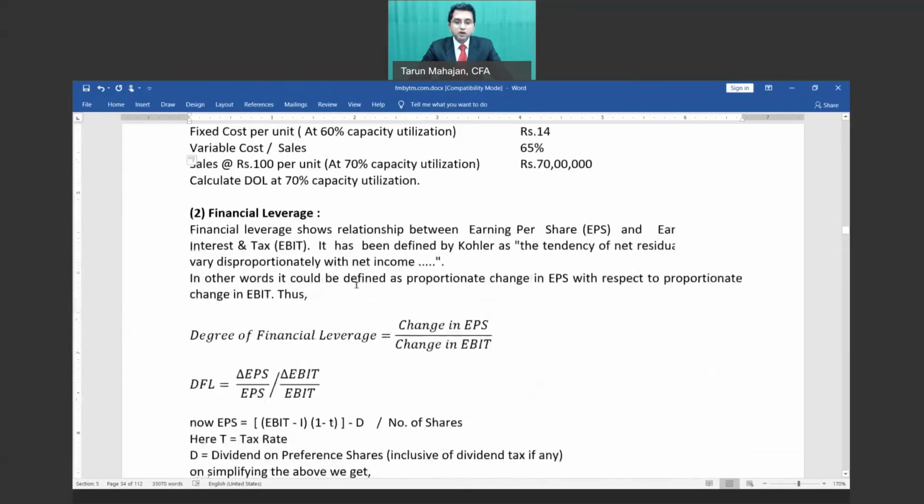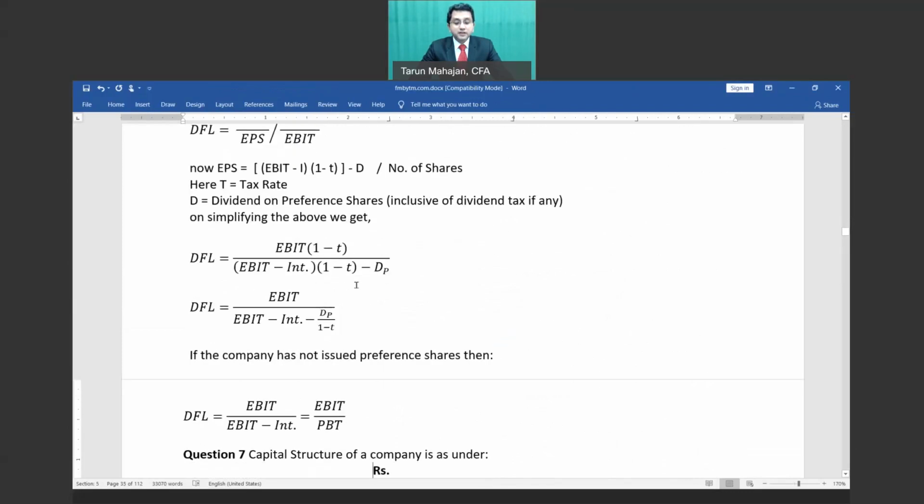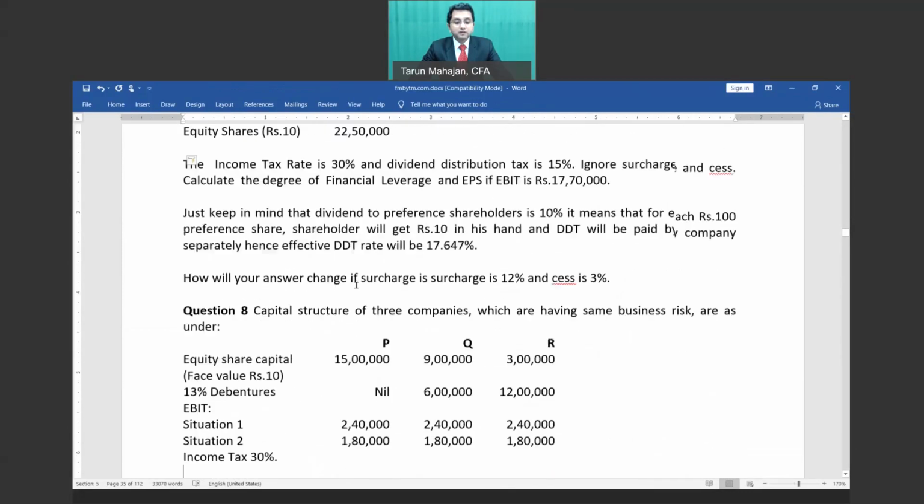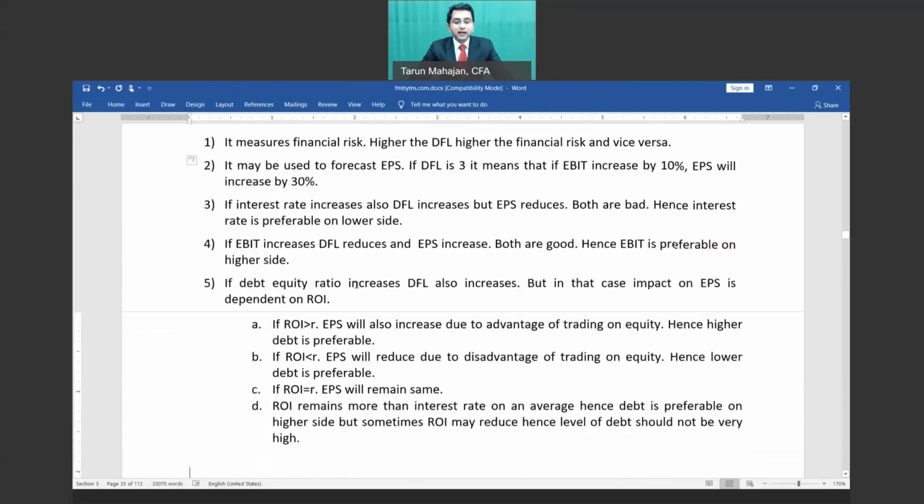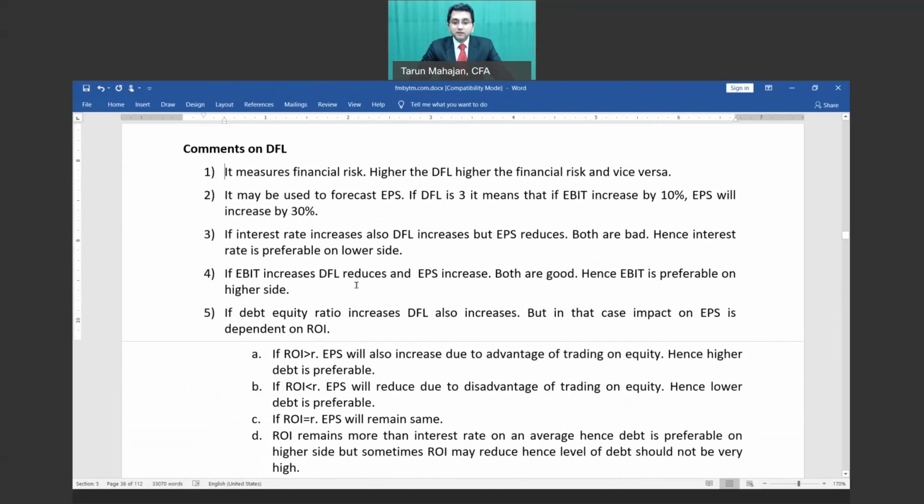Okay, then let's talk about the financial leverage. Now, financial leverage is not as simple. Interpretation of financial leverage is not as simple as that of the operating leverage. Financial leverage measures financial risk. Higher the DFL, higher the financial risk, just like DOL. Higher DOL means higher business risk. Here also, higher DFL means higher financial risk.